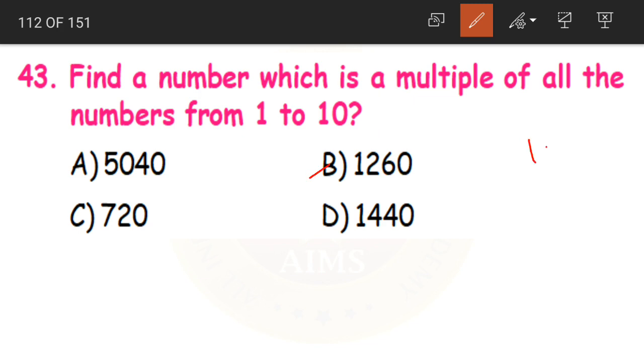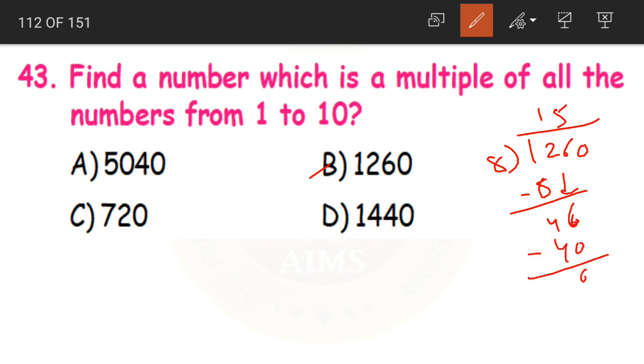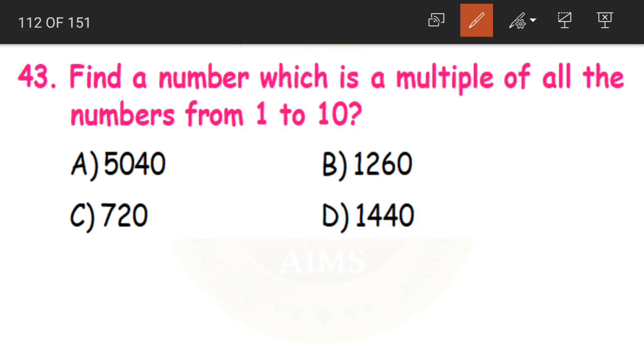Now coming to option B, 1260. Is it divisible by 8? No, it is not divisible by 8 as the remainder is not equal to 0. So even option B is crossed out. So what is the only number that is a multiple of all the numbers from 1 to 10 here? 5040 is the number that is a multiple of all the numbers from 1 to 10.